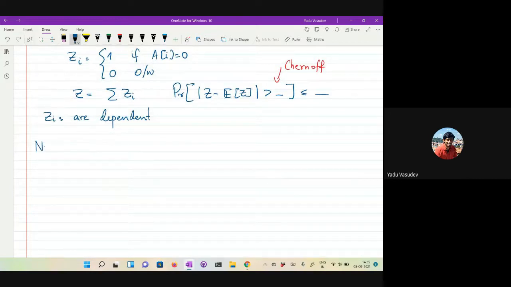Let's see what negative dependence is, and we will prove some properties of these random variables. And then we will show that the number of zeros, the Zi's, are indeed negatively associated. So that's what we are going to show next. Okay, so let's formally define what negative dependence is. Is the intuition clear of what negative dependence means? Any questions there? Okay, so let's define what is called negative association.